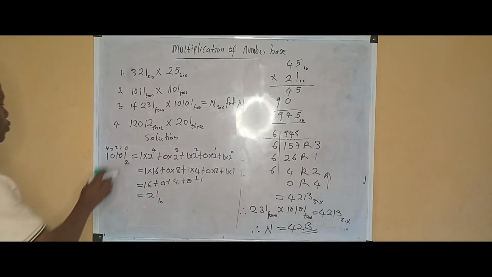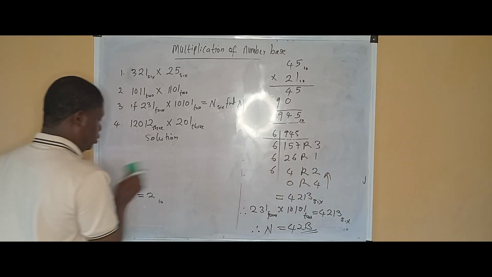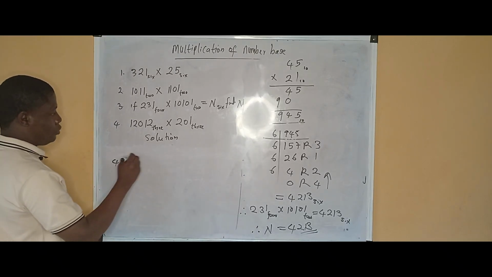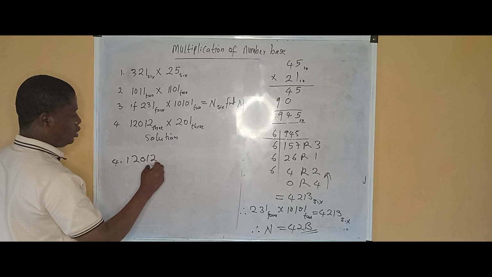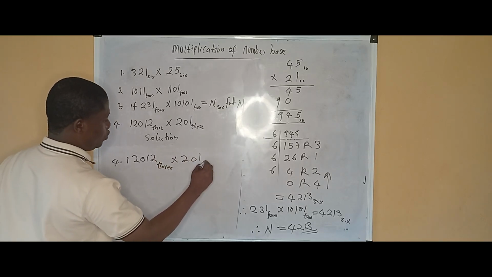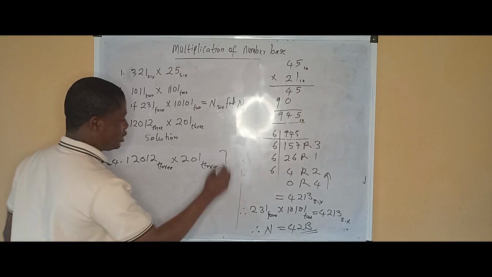So please, I want you to try this. Try the last one, which is number 4, which is 12012 in base 3 times 201 in base 3. So try this and share your answer.